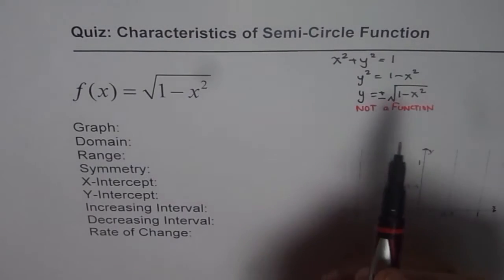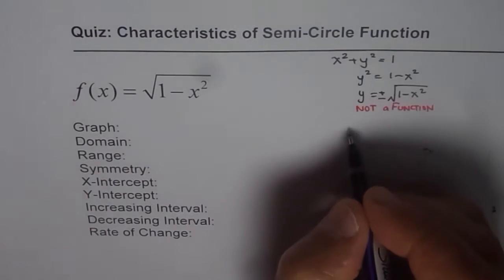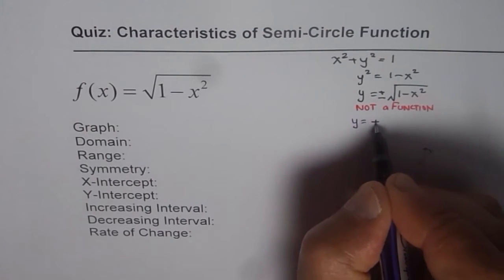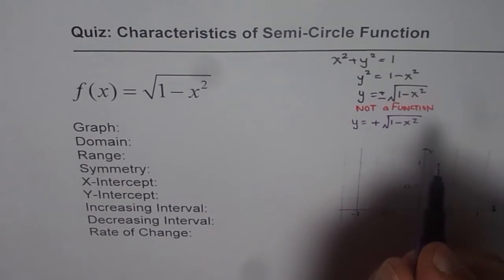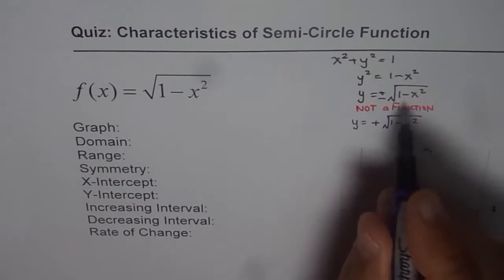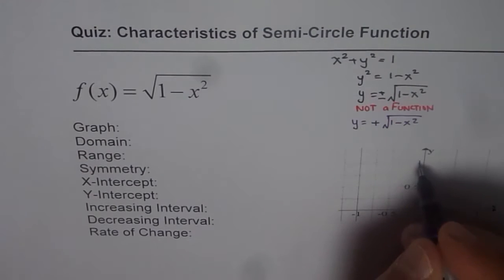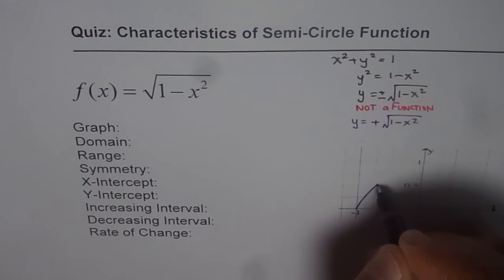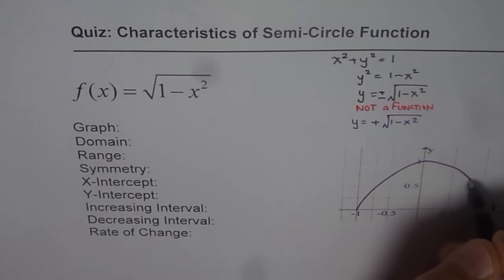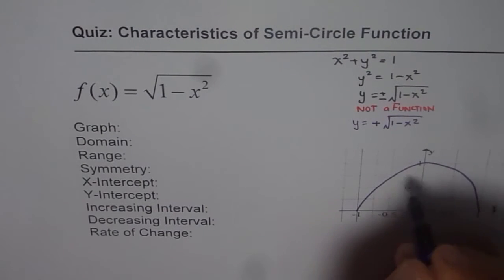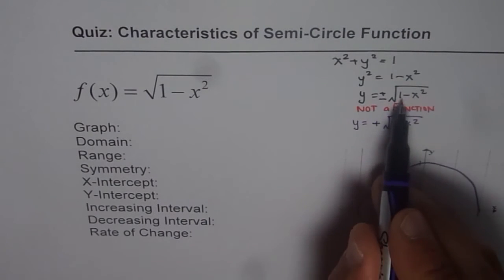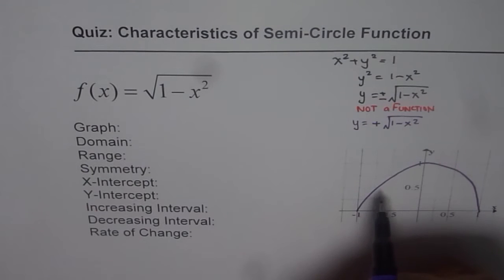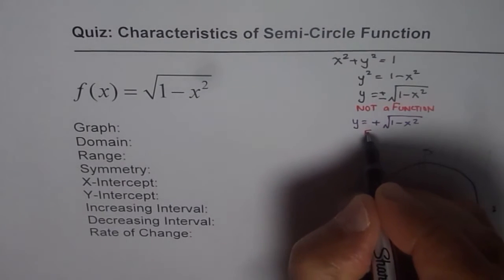But how about considering just y equals plus square root of 1 minus x squared? That means we are considering the upper half of a unit circle, right? This is a unit circle. So what we are trying to do here is we're just considering the upper half of a unit circle. So we have a circle like this. We are not considering the whole circle. If I write y equals plus square root of 1 minus x squared, then what happens? Since we are considering only the upper half, it becomes a function. Do you see that?